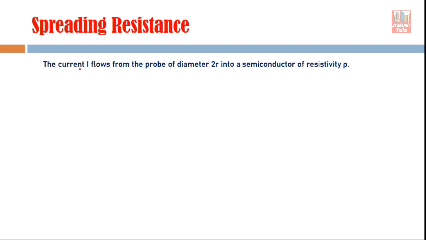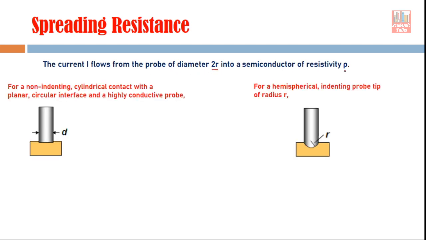So you see, when a current I flows from a probe of diameter 2r into a semiconductor of resistivity rho, for example, these two cases we are taking for two different shapes of the probe. In this case you see here, this is a piece of semiconductor and this is a probe which is touching the semiconductor, and this is the interface. This rho is the resistivity of the semiconductor and 2R is the diameter of this piece. So this D is shown here, this D is equal to 2R.